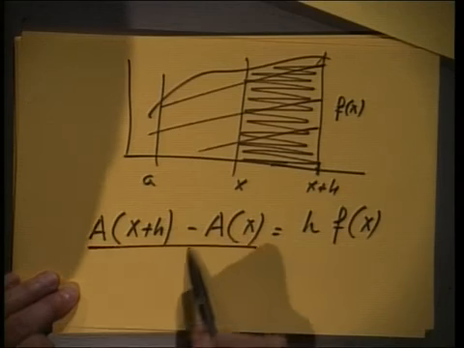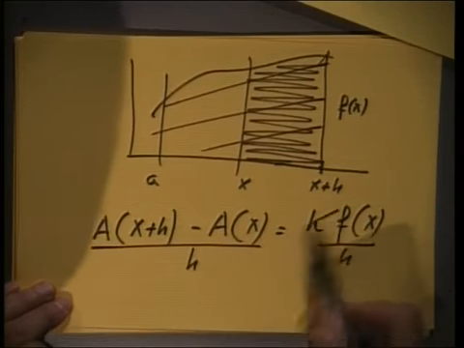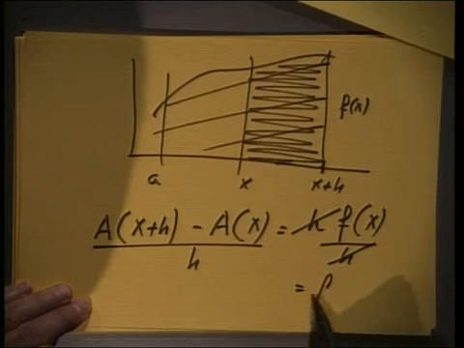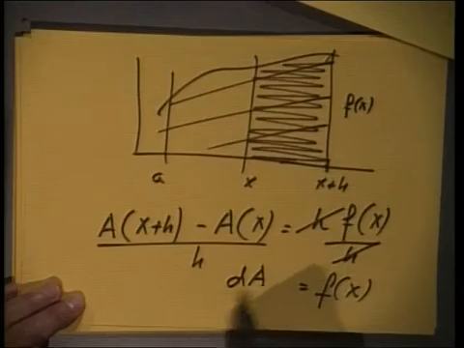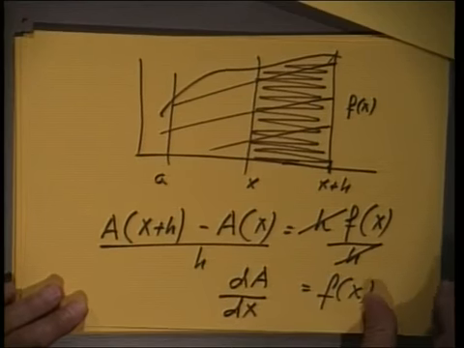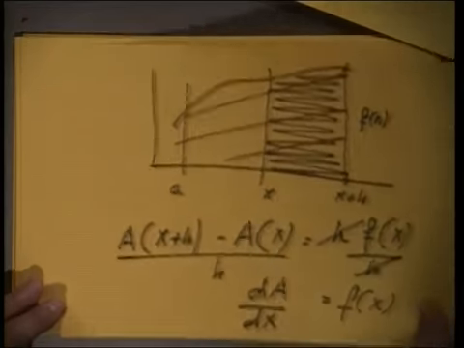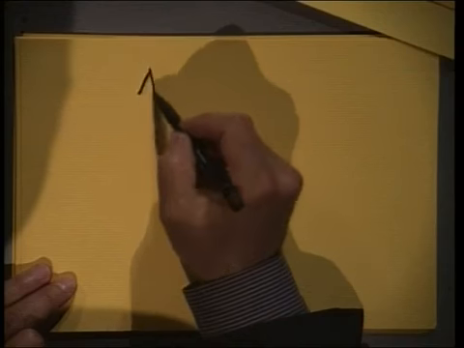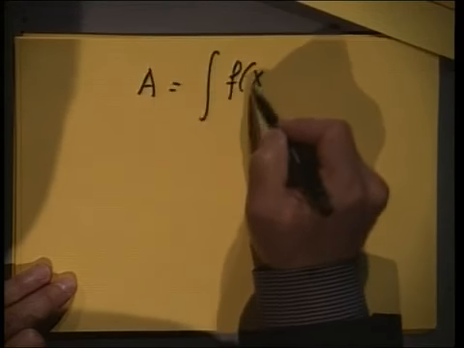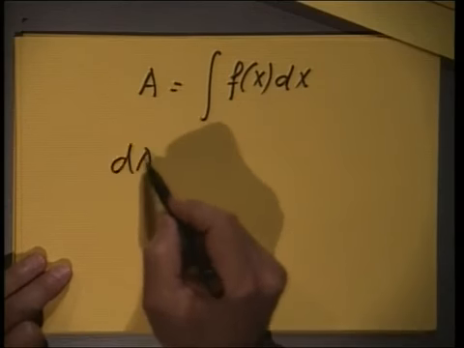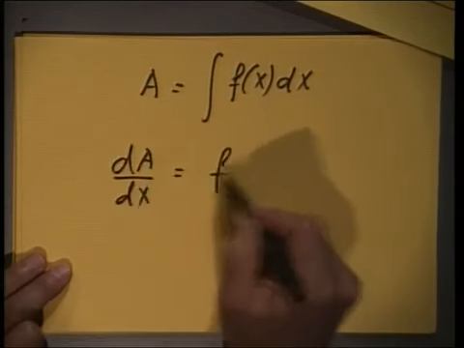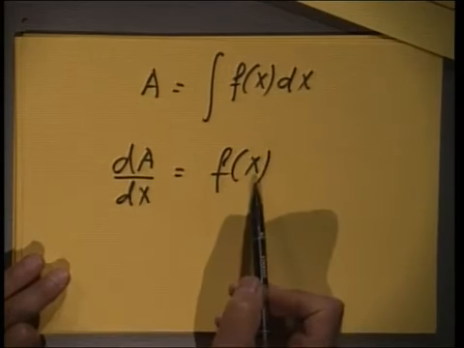So if you divide this by h, you end up with what? You end up with f of x. He didn't use a limit at that time, but if you take the limit when h tends to 0, this is exactly dA by dx. So what Newton has obtained is that A, the area, is the integral of f of x dx, which he called inverse tangent. And not only that, but since dA by dx is equal to f of x, A is the antiderivative of f.